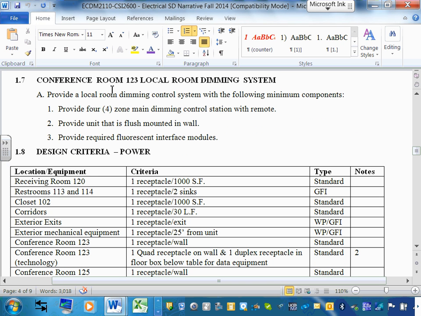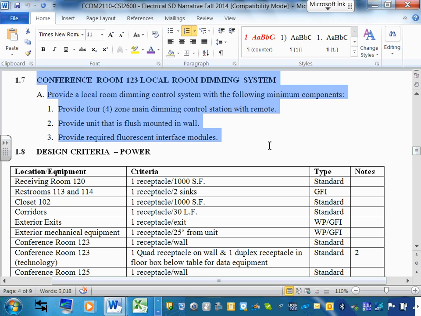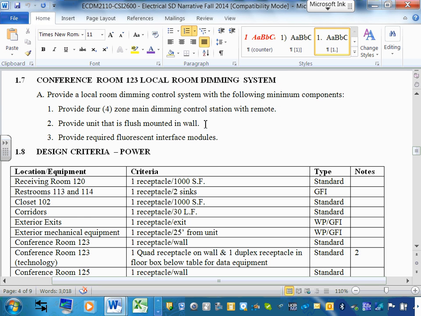1.7, conference room 123 local dimming system. It details what they want you to do in the local dimming system, how many zones, look at that, 4 zones and what not. I will leave this one to the details as we go through.